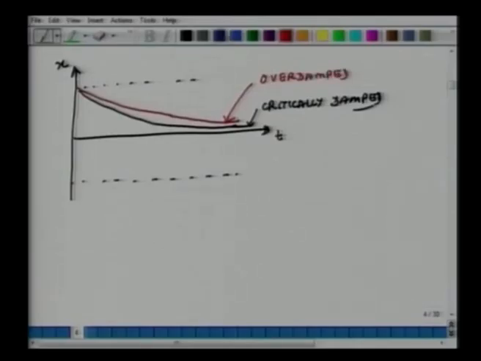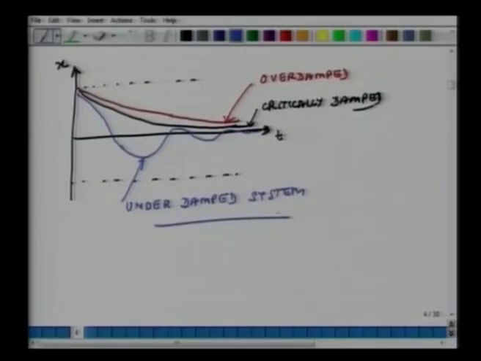And then finally, you have an underdamped system where there will be oscillations, and the magnitude of all these oscillations will slowly decrease with time in an exponential way. So, this is my underdamped system. So, that covers the review of different types of damping: overdamped systems, underdamped systems, and critically damped systems.